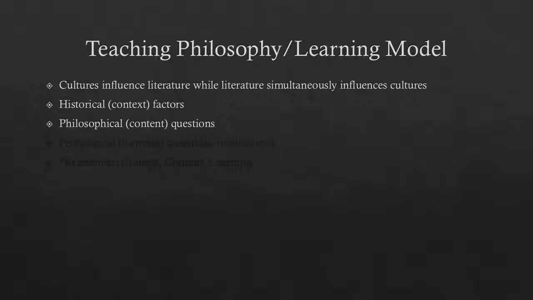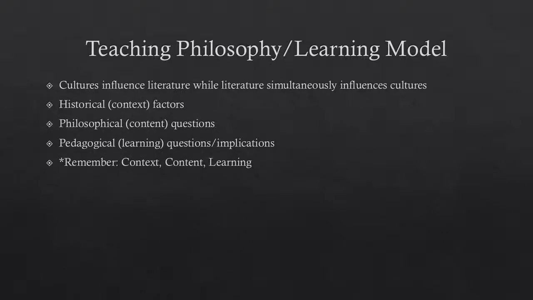Next, you look at the philosophy or the content. So what is the literature actually saying? And finally, what do we learn from this literature? So what has shaped the literature? What is the message of the literature? What does it actually say? And what do we learn from it? So an easy way to remember this is context, content, and learning. And if you apply this to any piece of literature, you'll do really well.